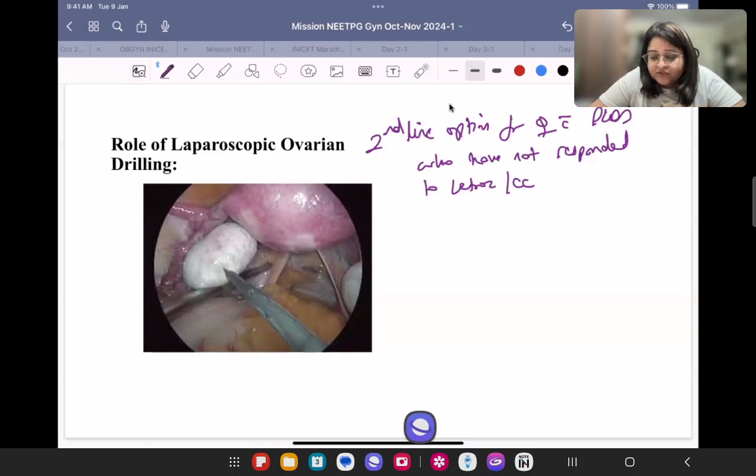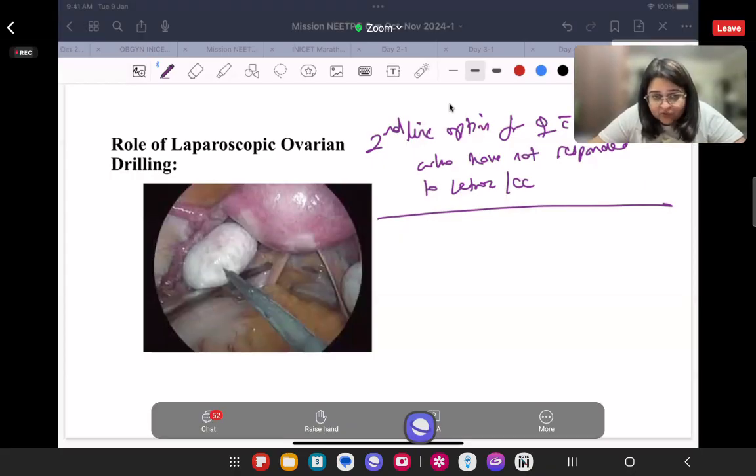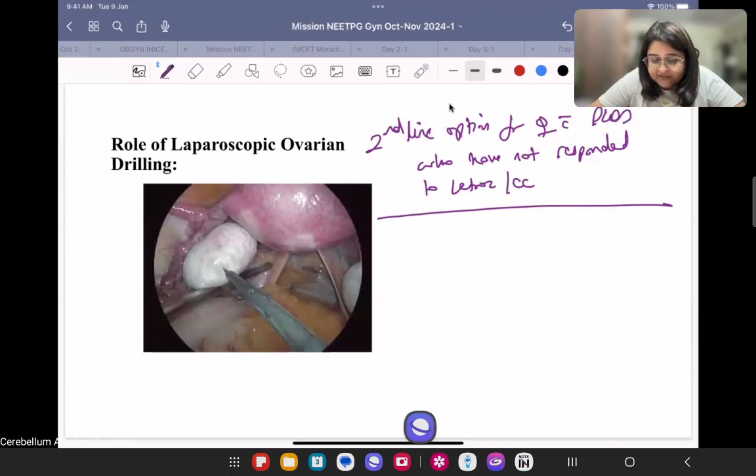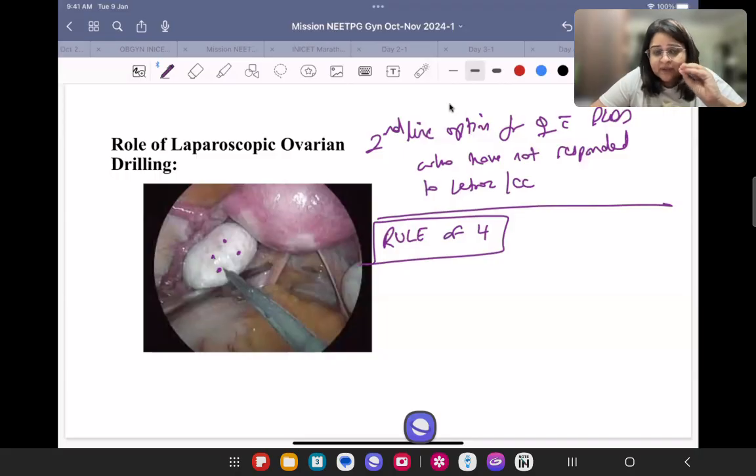Okay. So second line option for women with PCOS who have not responded to letrozole or clomiphene, we can try laparoscopic ovarian drilling. So it's a laparoscopic procedure where we drill holes in the ovaries. Okay. So there is something which is called the rule of 4. By drilling holes in these ovaries, you are reducing the bulk or the volume of the ovaries, and that itself stimulates ovulation to happen. So it has a success rate of 50%. 50% of women who have undergone this procedure will start ovulating spontaneously.